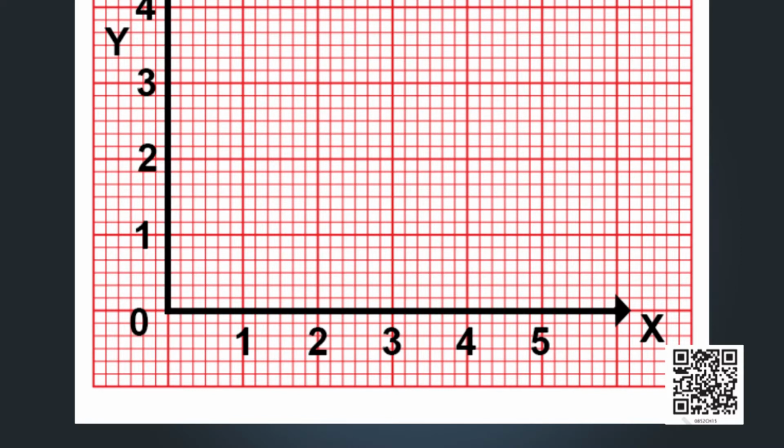Now, we have a point P on the graph which is 3 units away from the left edge, that is, 3 units away from the y-axis. 3 is called the x coordinate. The point P is 2 units away from the bottom edge, that is, 2 units away from the x-axis. 2 is called the y coordinate. We say the coordinates of the point P are (3, 2).